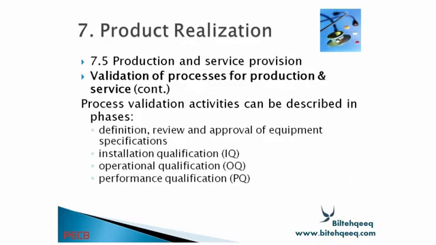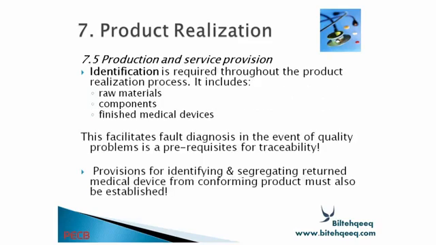Production and service provision 7.5, validation of process for product and service. Process validation activities can be described in phases: definition, review and approval of equipment specification, installation qualification, operational qualification, performance qualification. So where there is any such process, you have to define the criteria in terms of qualification. Production and service provision is the same as in ISO 9000.